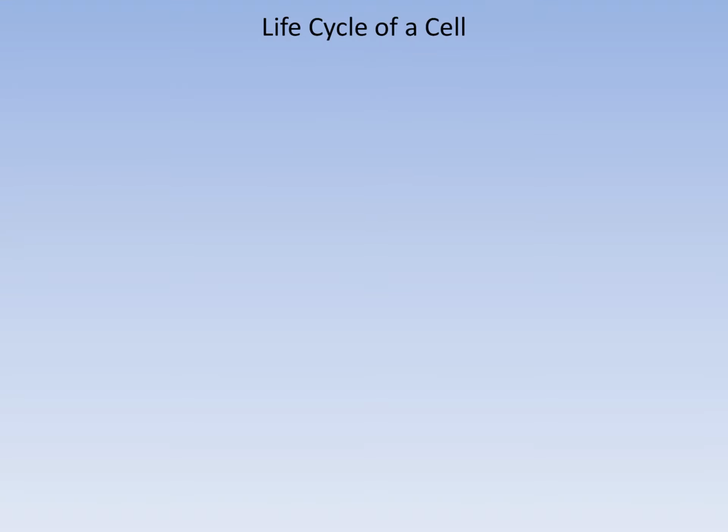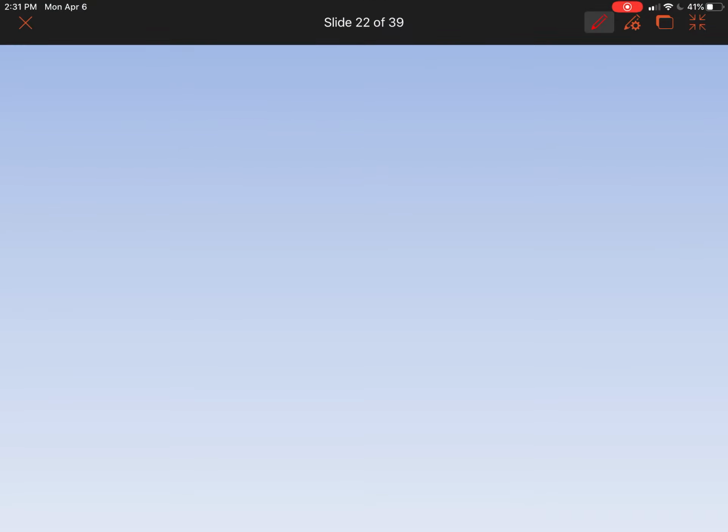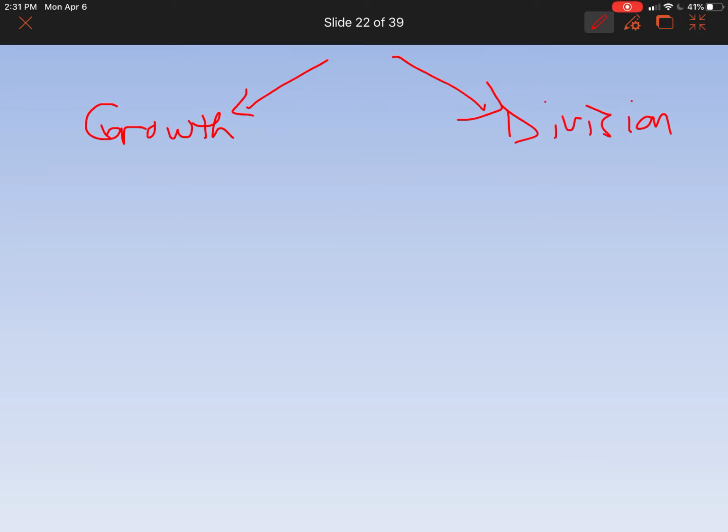Okay, so we're going to just show a diagram of the life cycle of a cell. So at the top of your page there, I want you to draw this in, just in the bottom part of your notes there. So the life cycle of a cell. So we've got two parts there. So the two parts are, we have growth and we have division. Sorry, it's hard to write with these pens here. So we've got growth and we've got division.